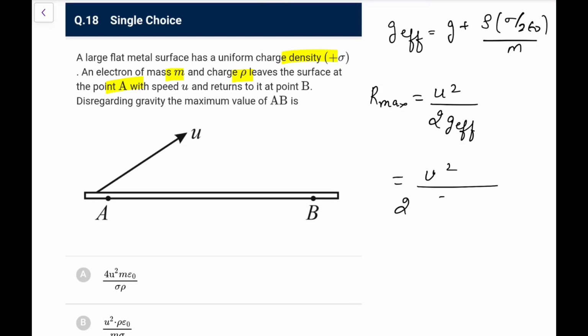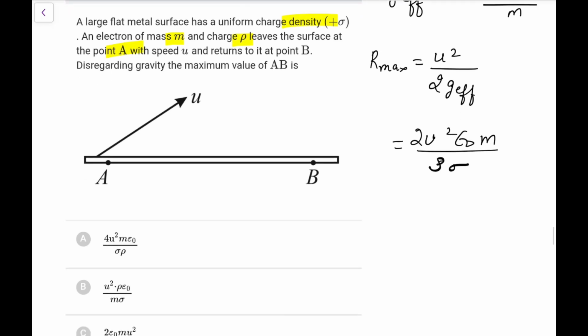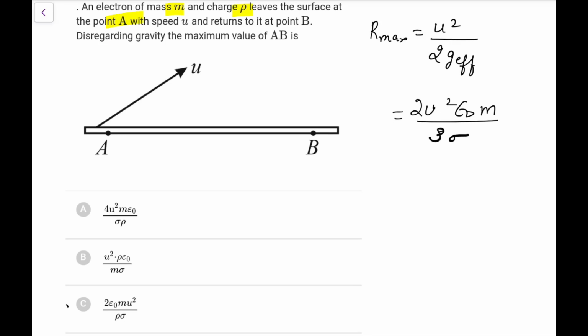So let me put it inside. It would be 2G plus what we can have G plus, okay, I think that they have not disregarded gravity. Okay, they have given, I have missed that. So it would be the G here. So it would be only G. So just write it, this is rho sigma, and that will come out as 2 epsilon naught M. Here you will get 2 U square epsilon naught M by rho, that is option C here.